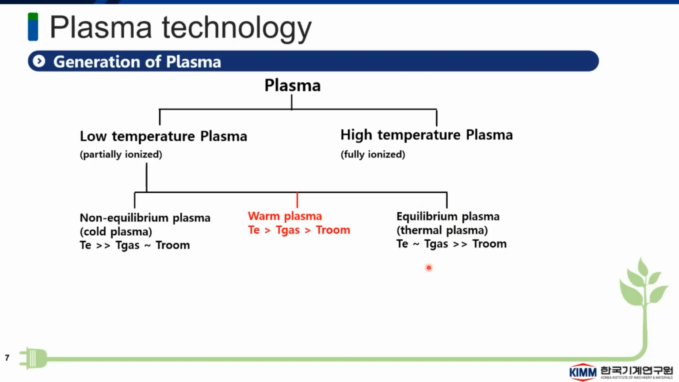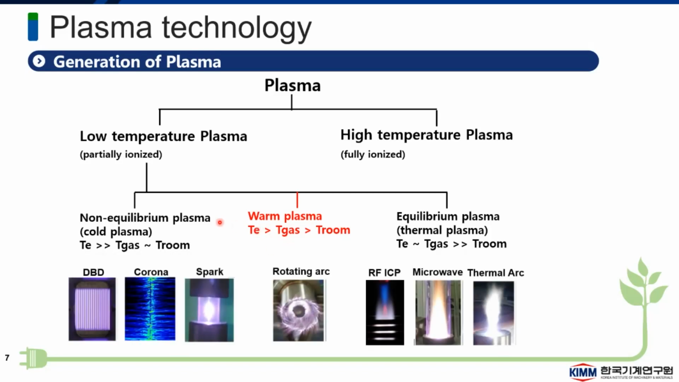There is another type of plasma, that is gliding arc plasma. We also call it warm plasma because in this case, the gas temperature is not at room temperature and also not equivalent to the electron temperature, but it is between the electron temperature and room temperature. That temperature we can utilize to change different chemical compounds. Here are examples of low temperature plasma like DBD plasma, corona, and spark discharge, and rotating arc plasma and gliding arc plasma are examples of warm plasma.